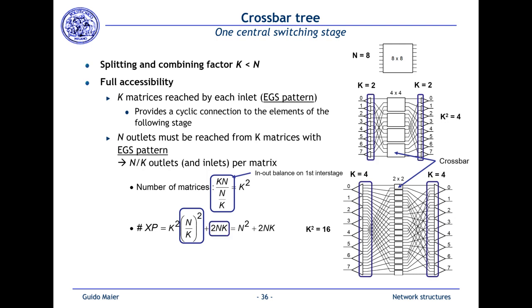The second term accounts for the splitters and the combiners. So we have two stages. Each stage has n elements. Each element has cost k, because it's a 1 by k splitter or a k by 1 combiner. So in all, you have this number as the final cost.